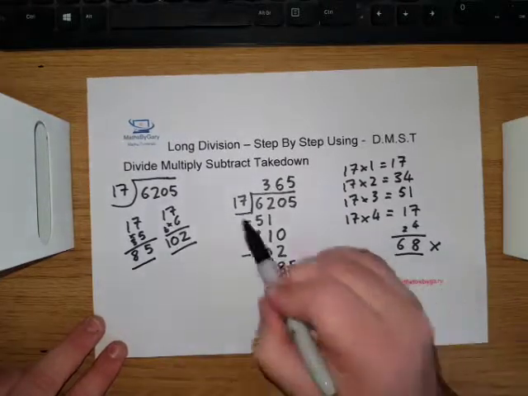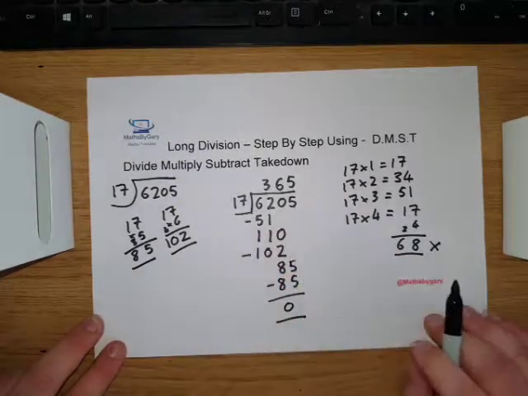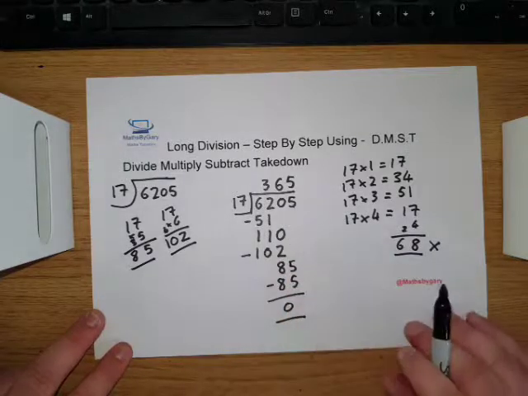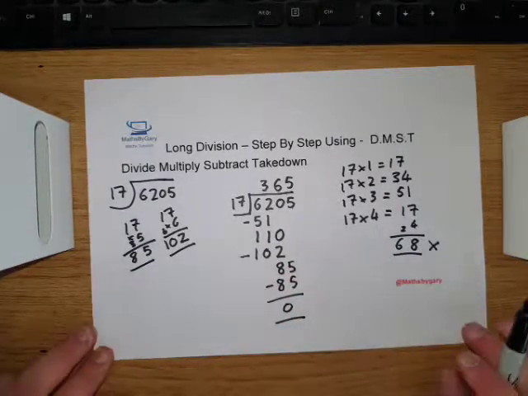So we now know that there's 17 times 365 gives us 6,205.